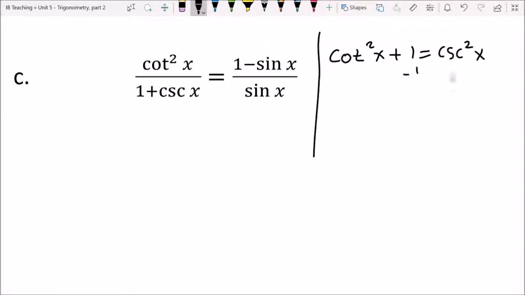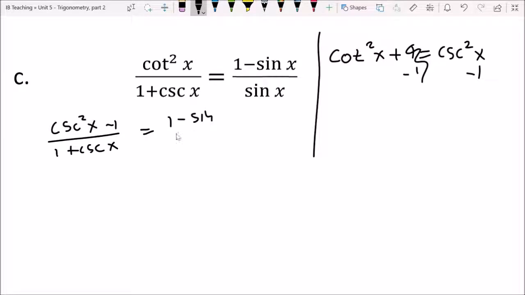And from here, I'm going to subtract 1, so it matches the question at hand. So I have cotangent squared by itself, just like this. Let's make a substitution and see if it works. So I'm going to write cosecant squared minus 1 over 1 plus cosecant equals 1 minus sine over sine.